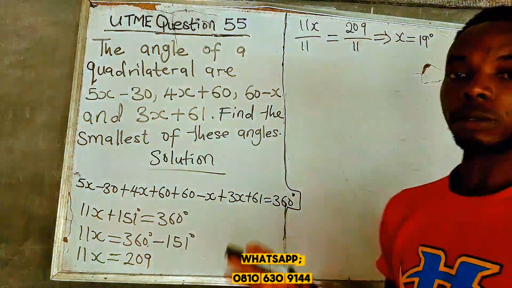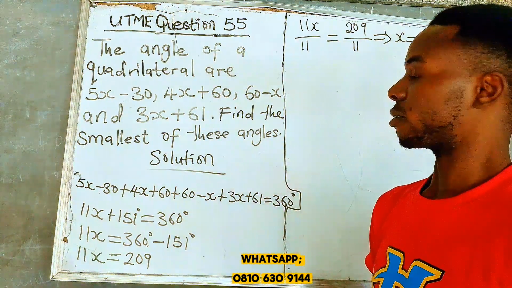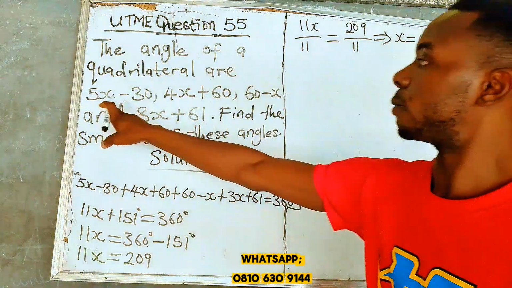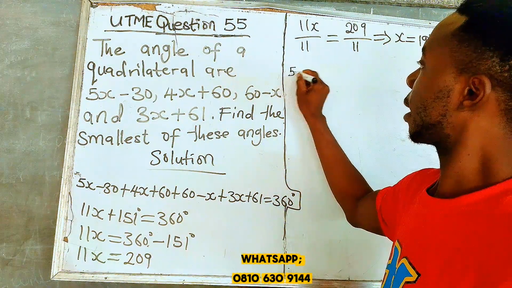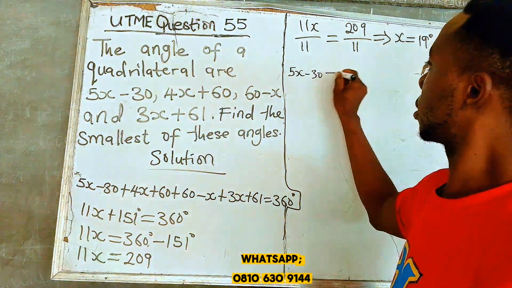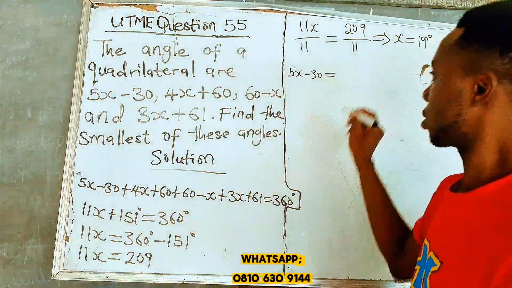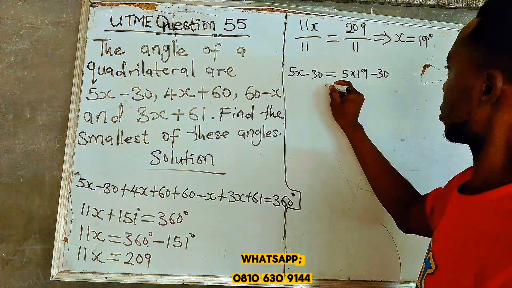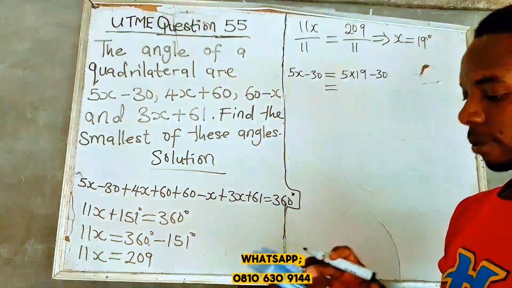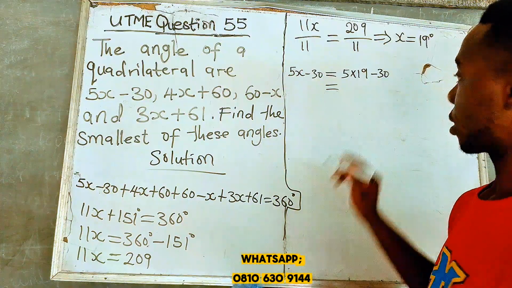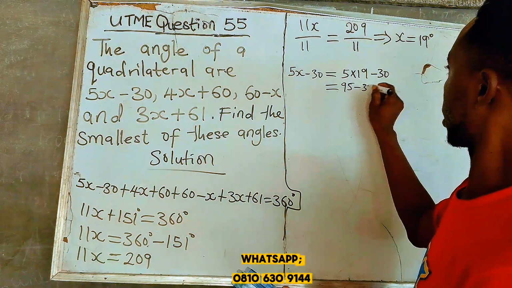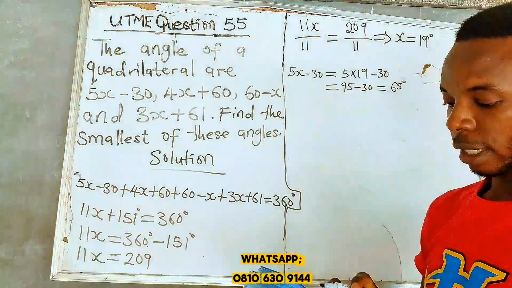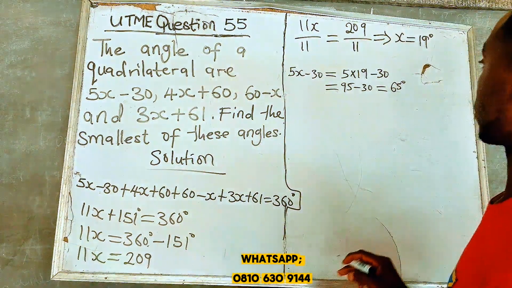Now remember, what they ask us to find is the smallest. Find the smallest of these angles. So which is the smallest? We'll find out from this. The first angle is 5x minus 30, which is equal to, since x is equal to 19, 5 times 19 minus 30. 19 times 5 is 95, minus 30. So 95 minus 30 is 65 degrees.